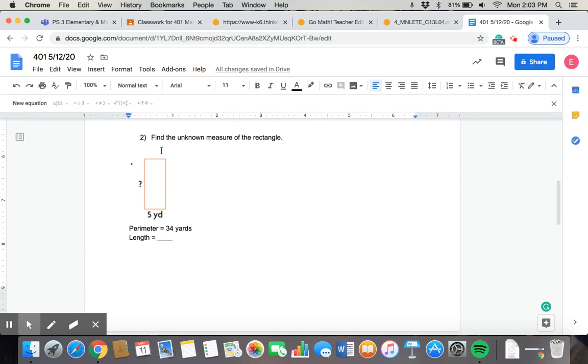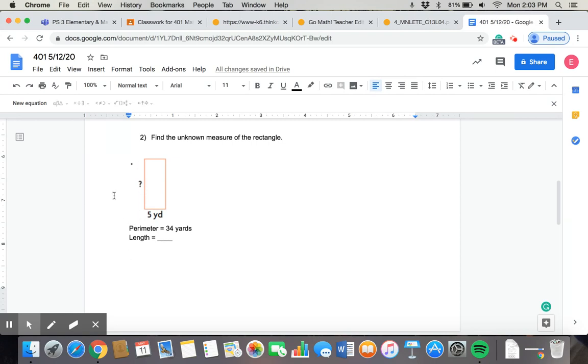The problem says, find the unknown measure of a rectangle. So we look down. I know our question marks are our unknown measure. But if you look down even further, it says the perimeter equals 34 yards, the length equals blank. So it's already telling us that 1, we're using perimeter, and 2, we are looking for the length. That is what is represented by our question mark.